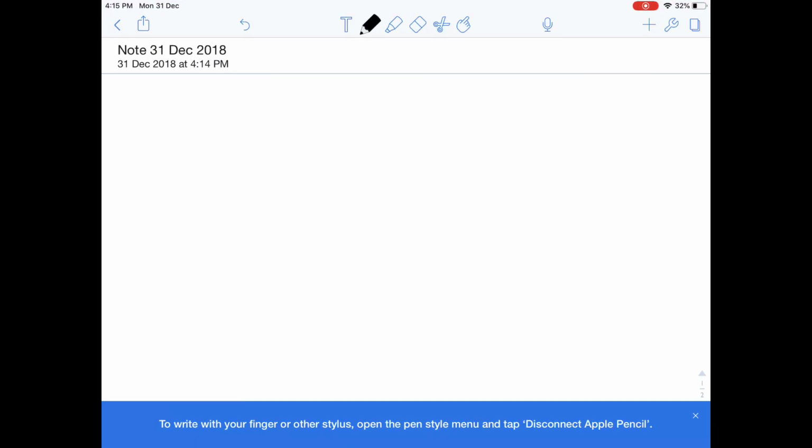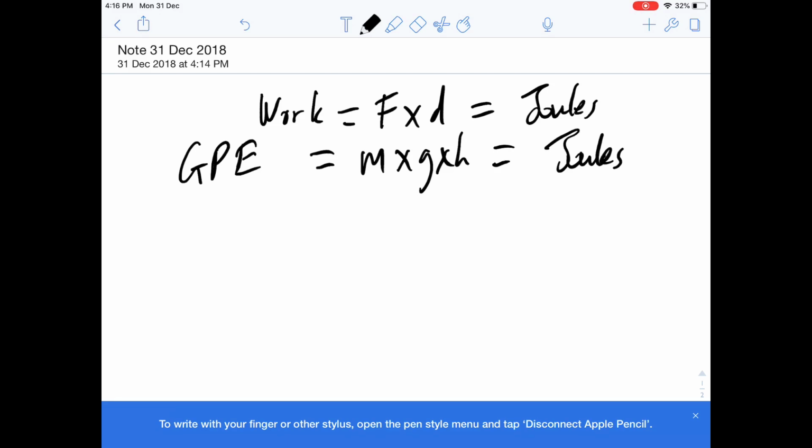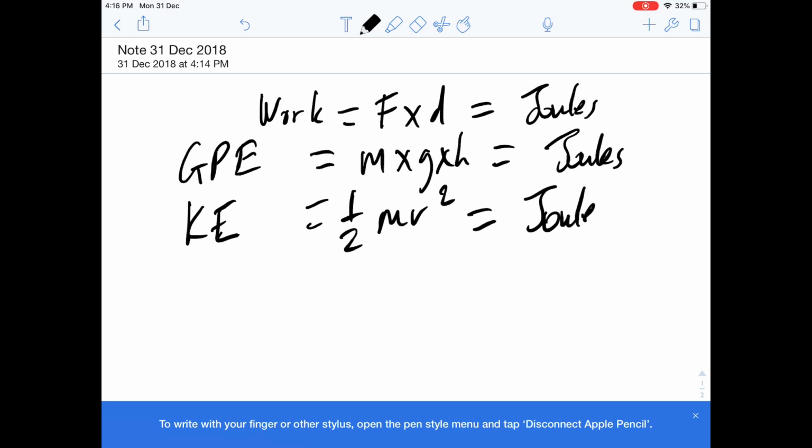Those 5 equations are, first of all, work equals force times distance, which will give you an SI unit in joules. GPE, or gravitational potential energy, is mass times gravity times height, where again if you calculate everything it will be in joules as well. Then we have kinetic energy, half mv squared. Half times mass times velocity squared. Again, the SI unit is joules.